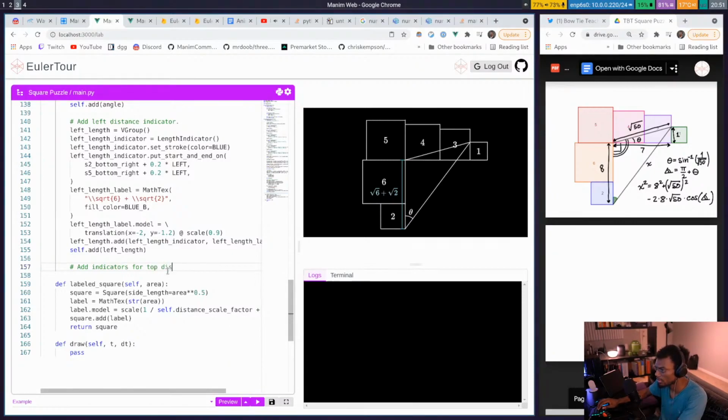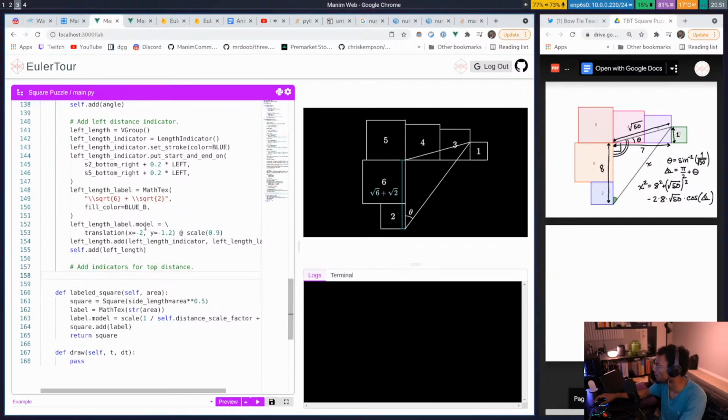That's for the top distance. I have pretty similar things to this, actually. I wonder how... There's probably a way to make this a little faster. If I have a function that takes a function that returns an indicator with a label.